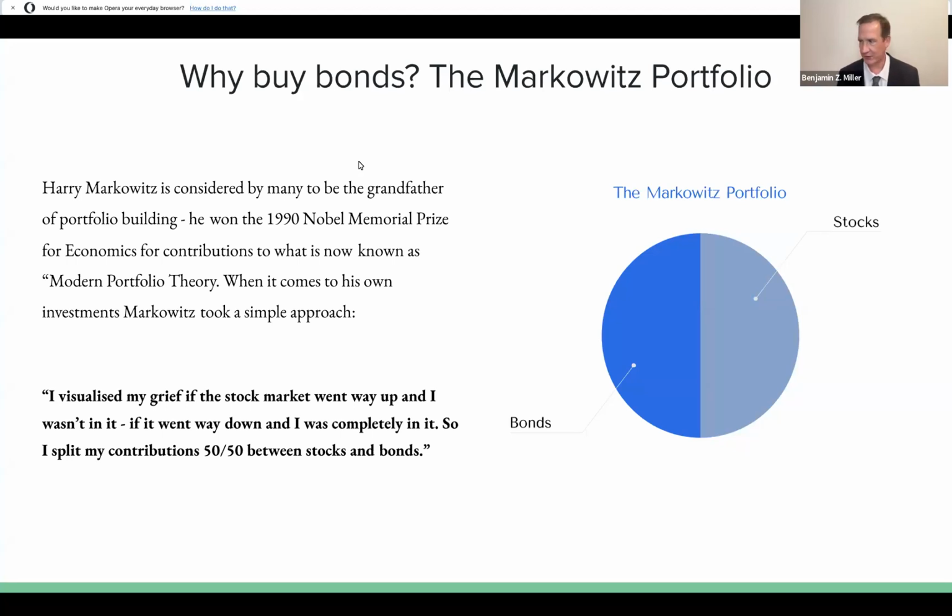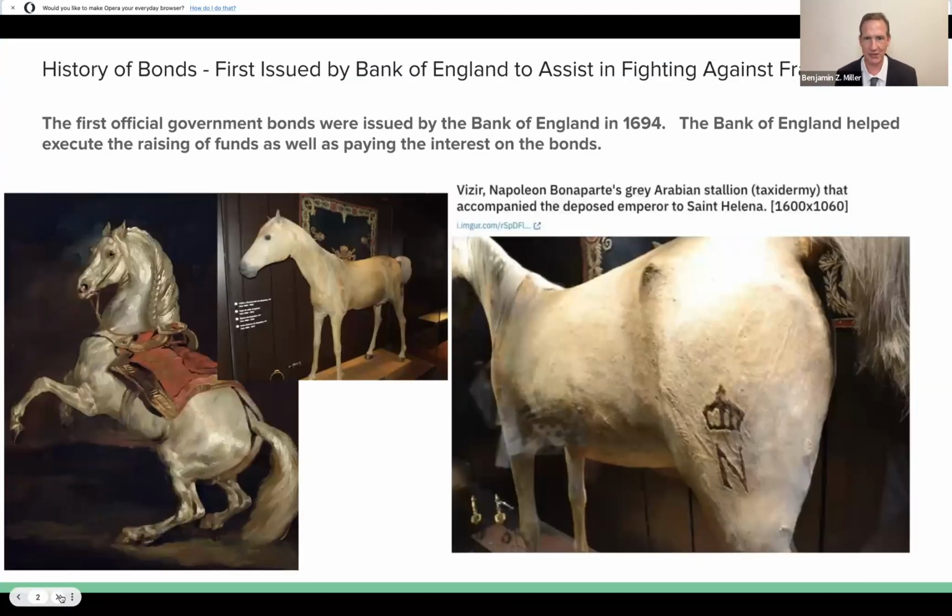Even though he had this complicated theory, when it came to his own personal portfolio, he just would once a year put half his money in stocks and half in bonds. And then if the stocks went up in value, he would sell stocks and he would buy bonds. And if the stocks went down in value, he would sell bonds and he would buy stocks, and he would adjust his portfolio every year. So that's the basics of it.